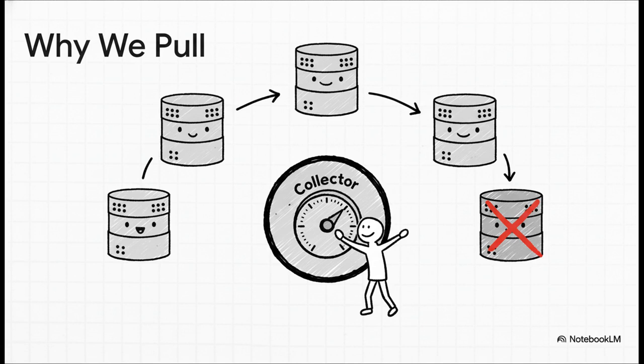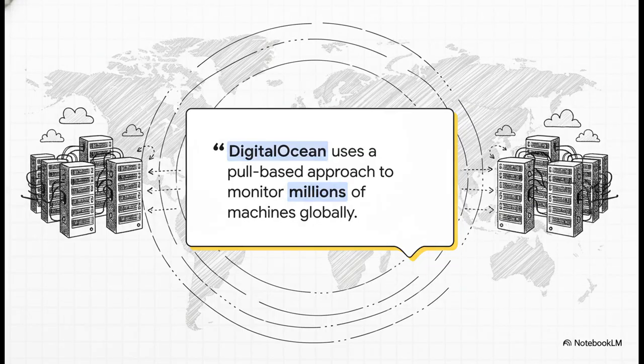Now, we have to be honest about the trade-offs here. A purely pull-based system can introduce its own problems, like creating a potential single point of failure, or SPOF, in our central collector, and you can definitely hit some scalability ceilings. And look, this isn't just some theoretical choice we're making. It's been proven to work at a massive global scale. Take a company like DigitalOcean. They use this exact pull-based approach to monitor millions of machines all over the world. It really demonstrates the power and the scalability of this model.